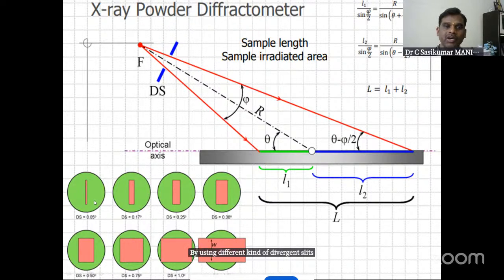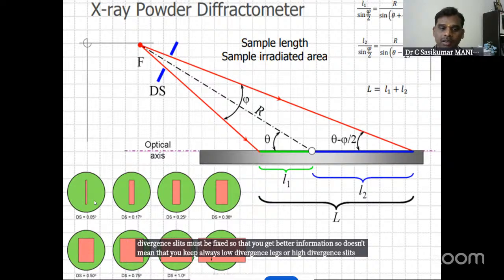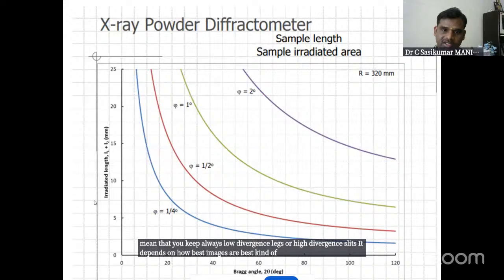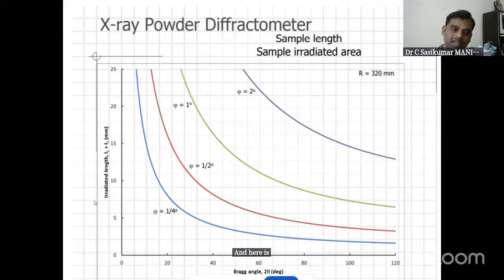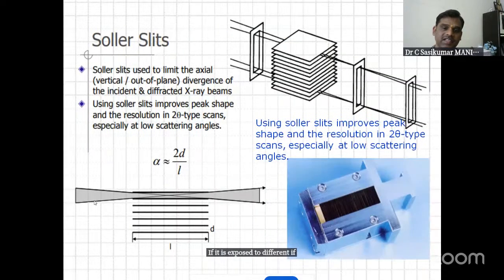According to your requirement, the divergence slit must be fixed so that you get better information. It doesn't mean that you always keep low divergence slits or high divergence slits. It depends on how best an image, or best kind of diffraction pattern, you are going to get. And here is the correction about the beam length and diffraction angle if we are using different divergence slits.